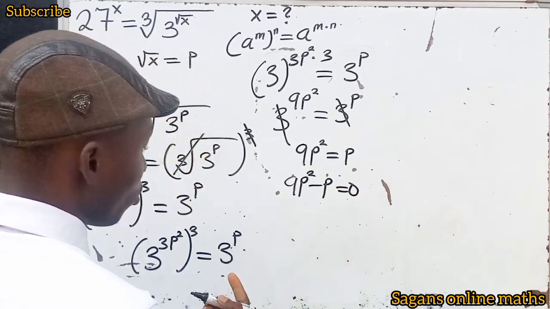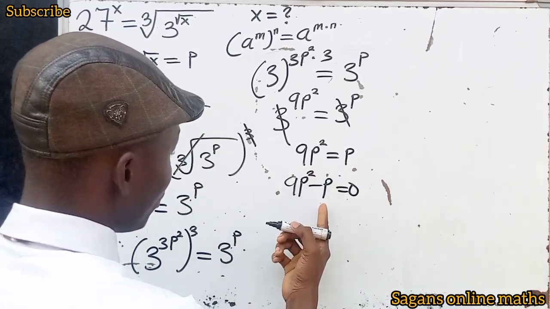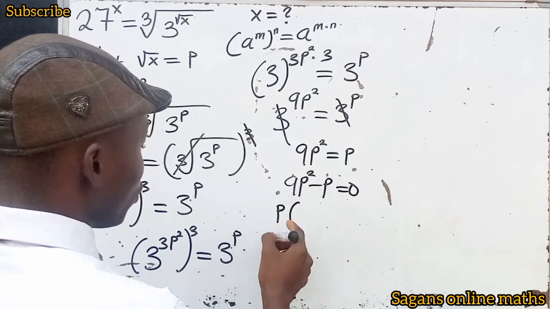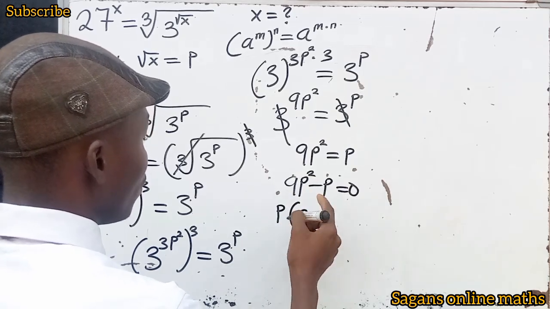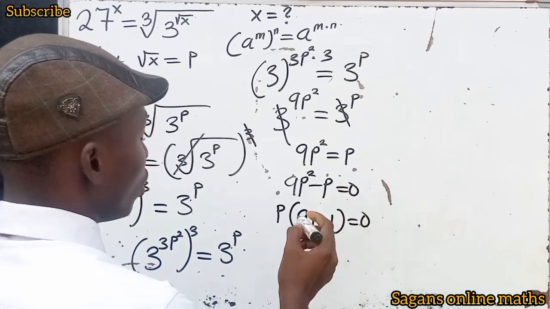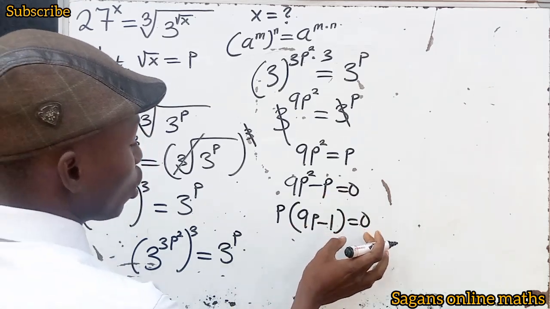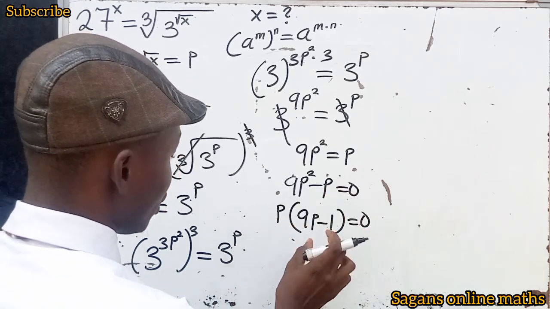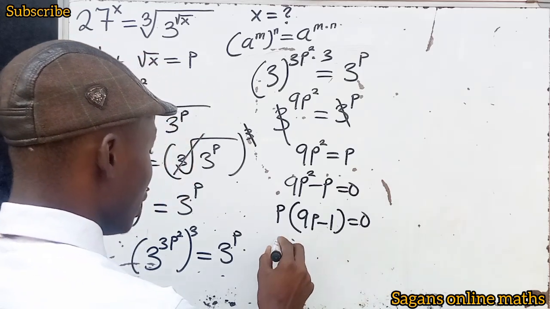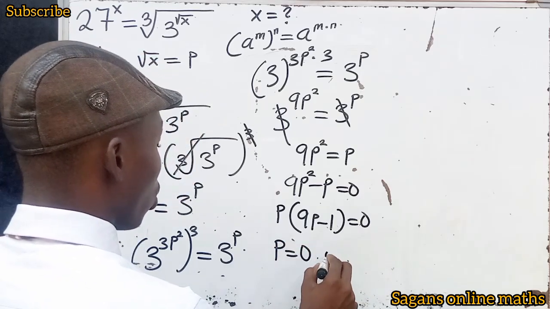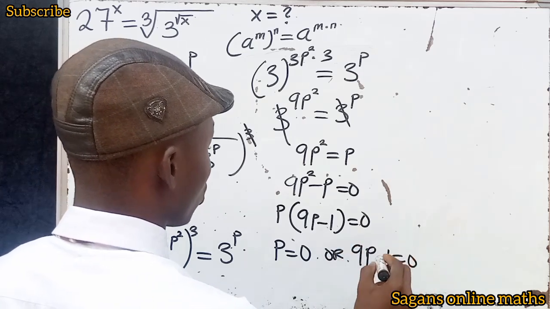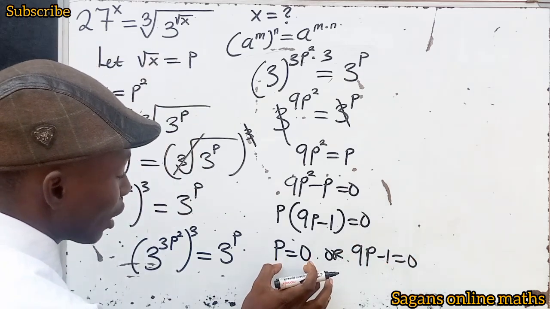Now looking at this, what is common? We can see that we have p squared here, we have p, so p is common. Factorize p out: 9p squared divided by p, we have 9p, minus p divided by p, we have minus 1. All this equals what? 0. Now when the product of two terms is equal to 0, it means that each of them is equal to 0, or both of them are equal to 0. So mathematically, p is equal to 0, or 9p minus 1 is equal to 0.